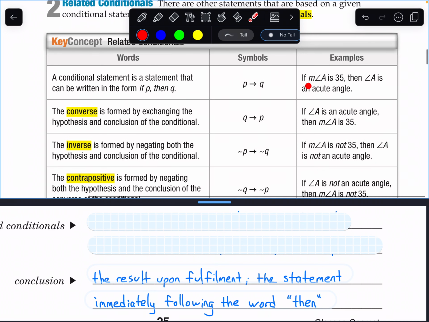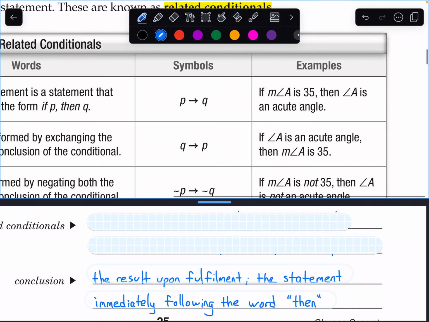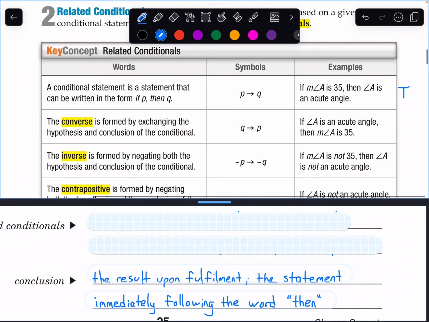For example, if the measure of angle A is 35 degrees, then angle A is an acute angle. This, you will note, is a true statement. The converse is formed by exchanging the hypothesis and conclusion of the conditional. That is to say, they will trade places. So we start with Q, and that leads to statement P.